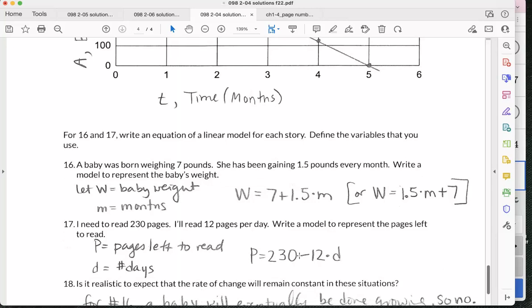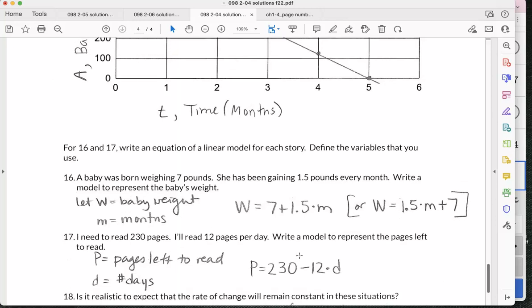Finally, is it realistic to expect that the rate of change will remain constant in these situations? Well, the rate of change is probably never perfectly constant. I don't think babies gain the same amount of weight every month. But yeah, in fact, as they get older, they're not going to gain as much weight because their weight gain might slow down.